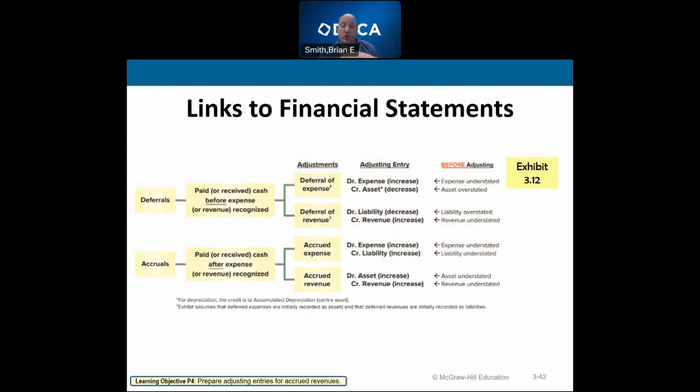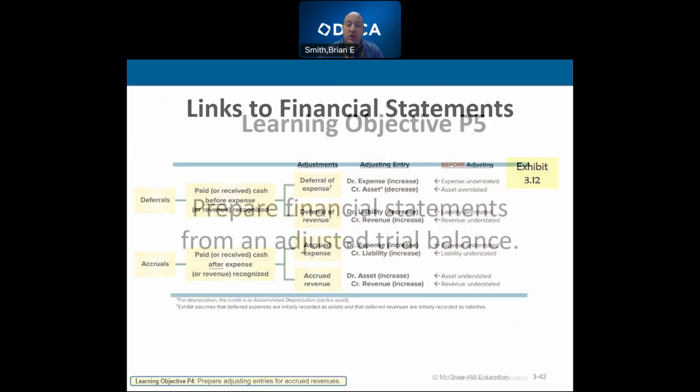So here's a good slide to look at if you're getting a little confused. Deferrals and accruals, go ahead and look at this and make sure you keep that in mind. It's not a bad slide to have, especially for what adjusting entry you need to do. It will help.